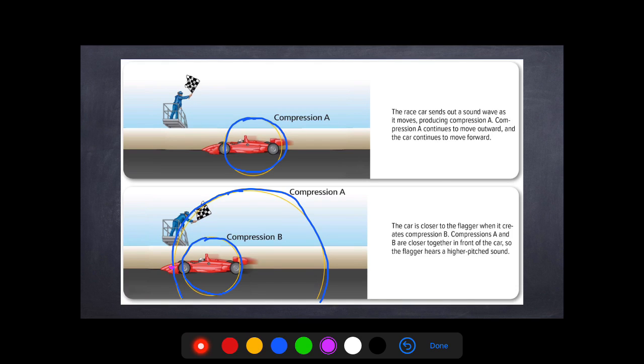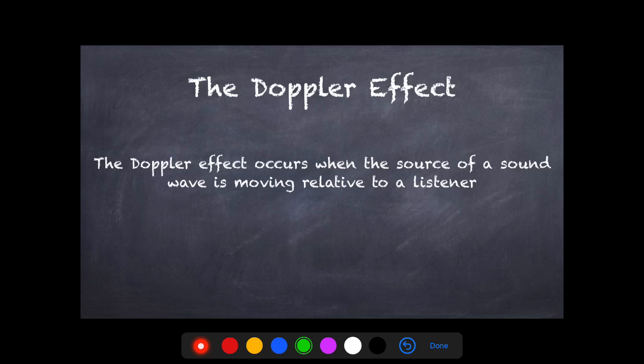As compression A and compression B are close together in the front of the car right here, the observer is going to hear a high-pitched sound. But if you can see back here, compression B and compression A are more spread out. And therefore, when this car passes, he's going to hear a lower pitch sound.